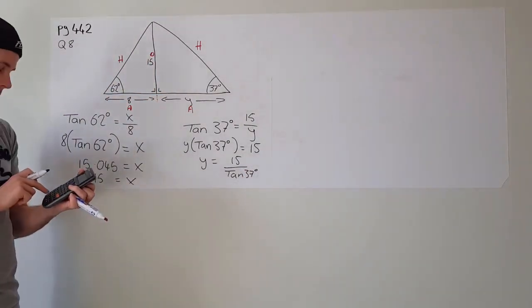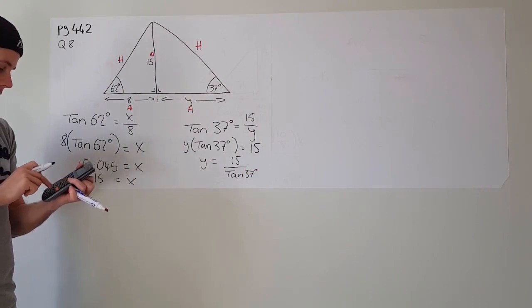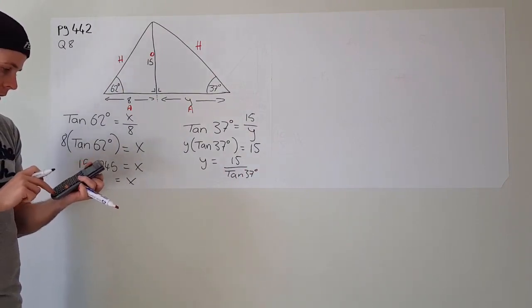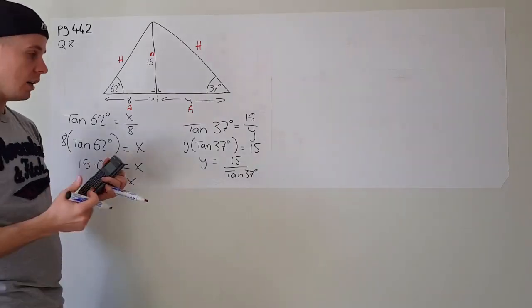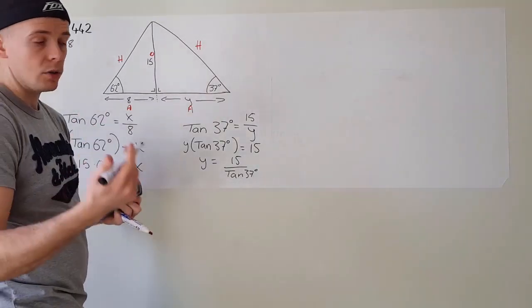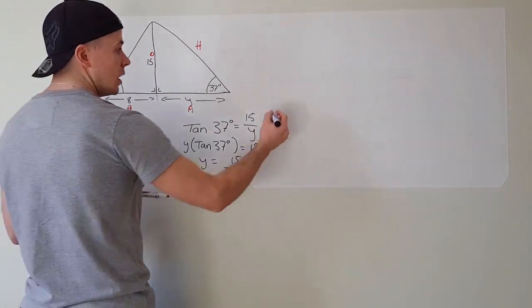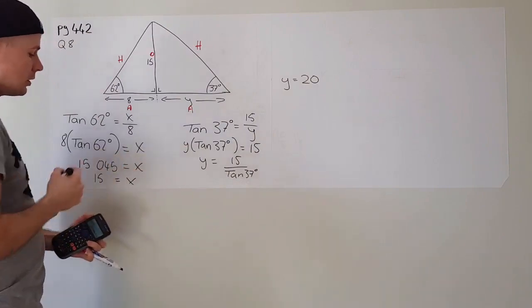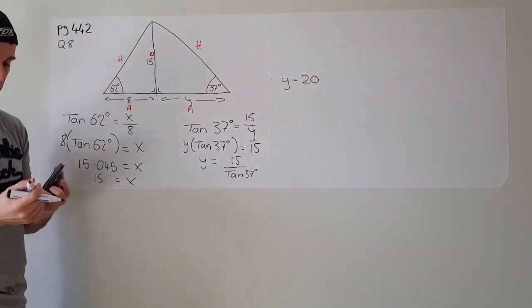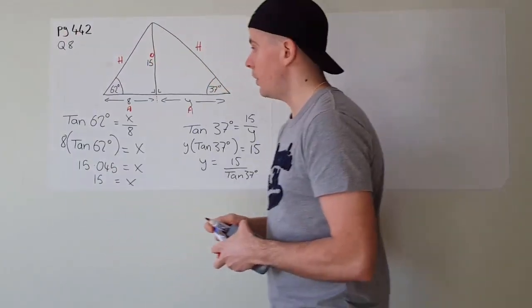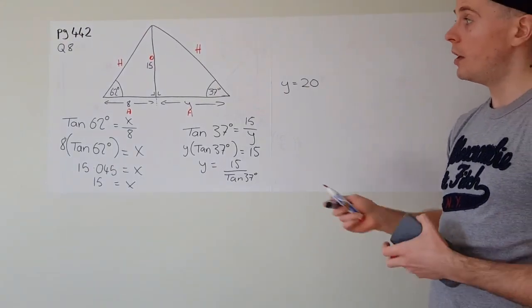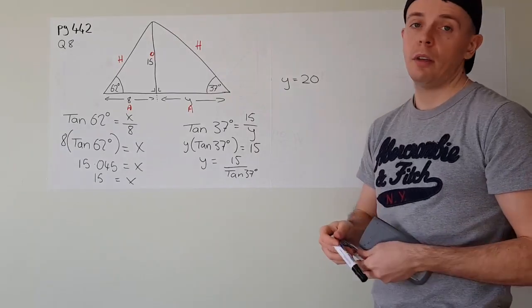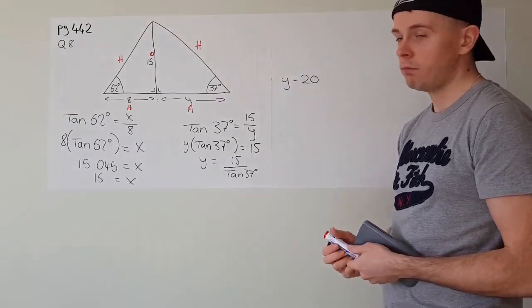So on our calculator, we're going to get 15 divided by tan of, what is it, 37. And you're going to get 19.9, to the closest whole number is going to give you 20. So Y is equal to 20. So X is 15, Y is 20. And there shouldn't be really anything that will complicate you in that one, only that we had to maybe see that we have two right angle triangles within a larger triangle.